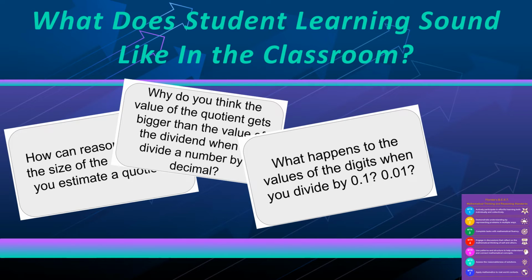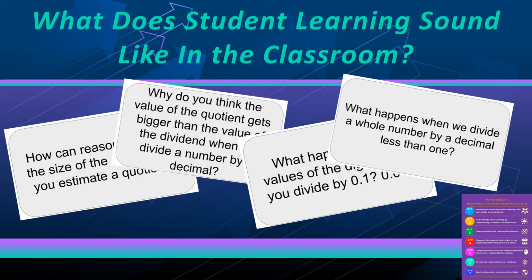Continuing with this line of questioning, we can ask the students, what happens to the values of the digits when you divide by 1/10 or when you divide by 1/100th? Finally, we want the students to understand what happens when we divide a whole number by a decimal less than 1. Students should know that the quotient will be greater than the dividend. The conversation from these questions could demonstrate MTR 3, 4, and 6.